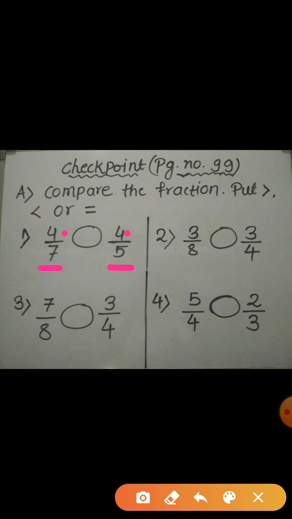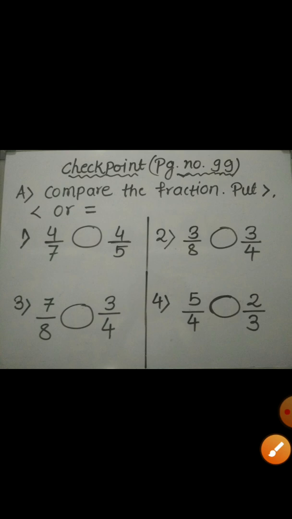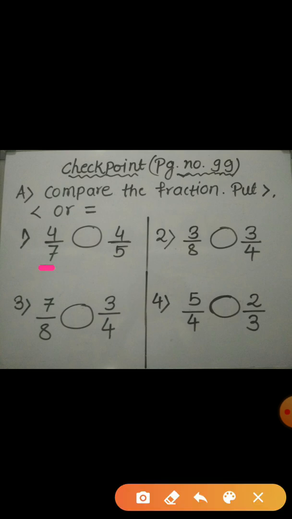Since the numerator is same, we compare the denominators. And the denominators are 7 and 5. 7 is bigger than 5. Hence, fraction with the bigger denominator will be smaller. Therefore, 4 by 7 will be smaller than 4 by 5.